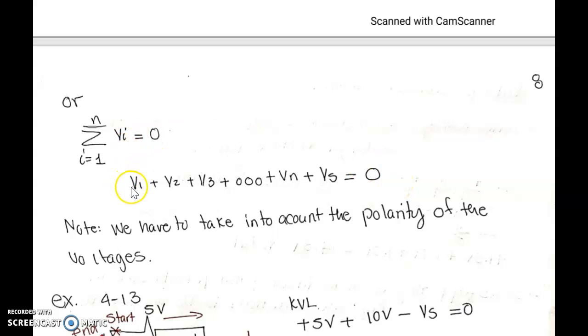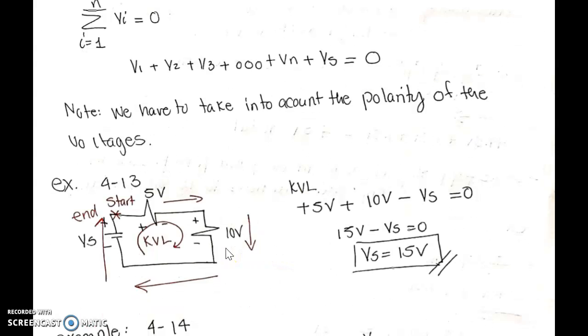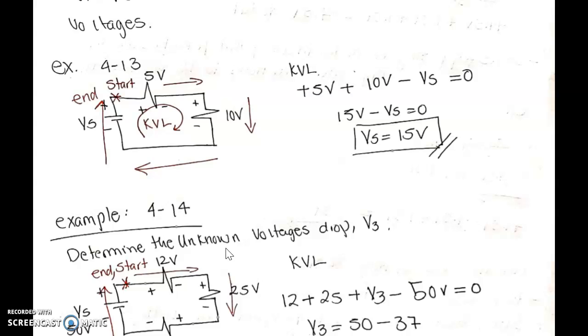We put positive in front of the voltage drops, but we have to take into account the polarity of the voltage drop. We are going to do this example so you understand what that means.